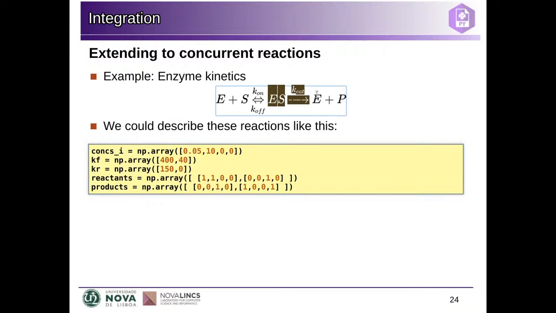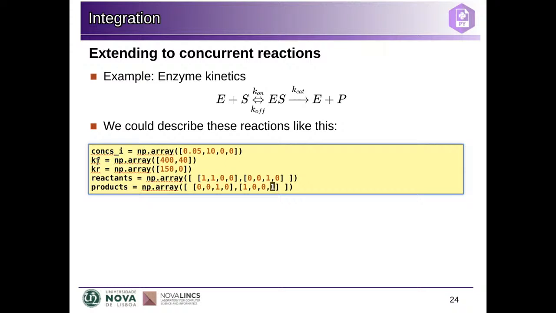For the second reaction, which is this one here, we can model the part of the reactants by putting one ES here. This is the reactant. And then at the products, we have one of E and one of P. So we have here 1, 0, 0, 1, because the first one is E, this is S and ES, they are absent here, and then the last one is P. So in this way, by using these two matrices, we can specify both reactions.